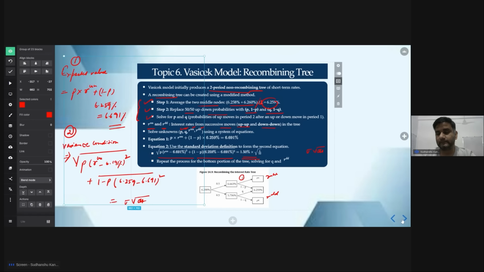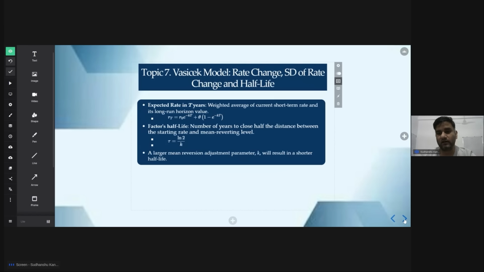Moving on, guys. Next one is your Vasicek model, your rate change, your standard deviation of rate change, and half life. Very, very important from the exam perspective, guys. I've seen a lot of questions coming from this part of the chapter. Basically this is the most exam-relevant point, right? Don't forget that, especially half life, standard deviation of rate change, etc.